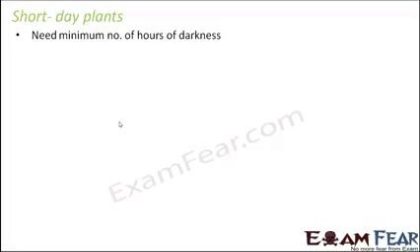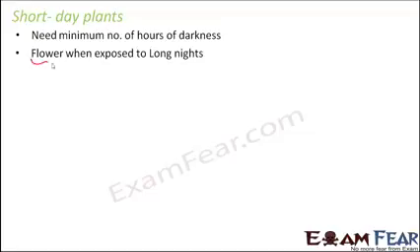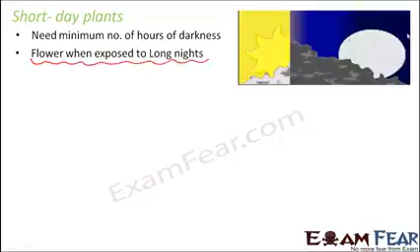So there is a threshold value for the nights. The nights have to be greater than the minimum number of hours. So the period of darkness should always be greater than the minimum required number of hours of darkness. These plants flower when they are exposed to long nights. Here the night should be long and the day should be short. That is why they are called short day plants.